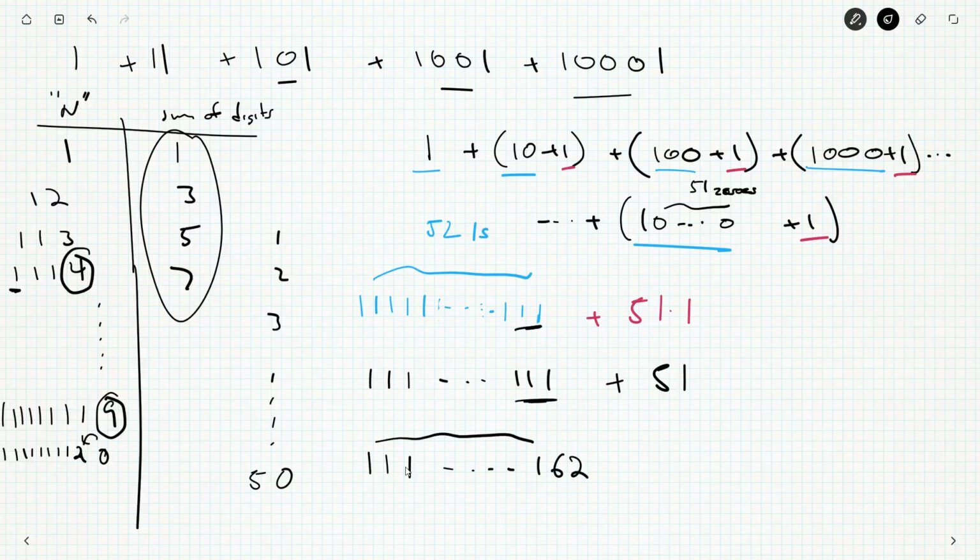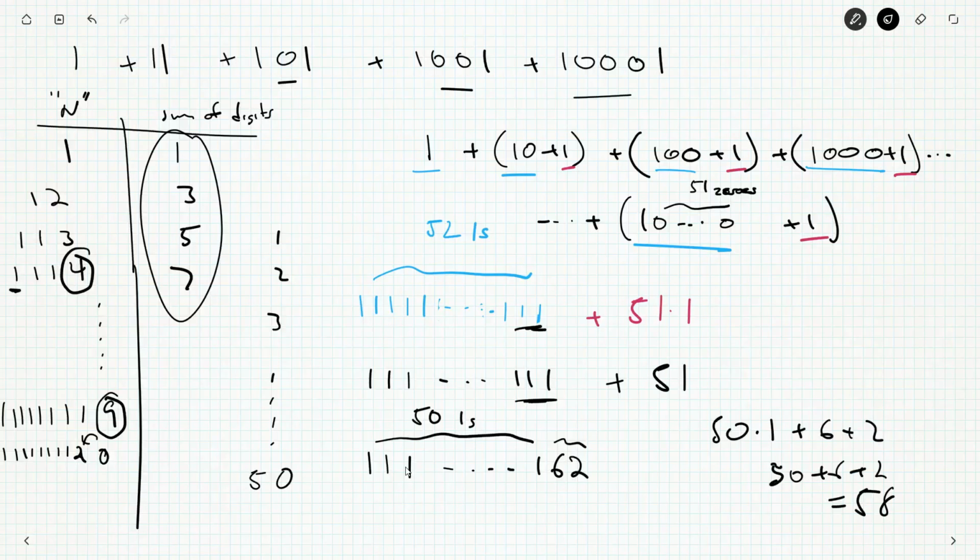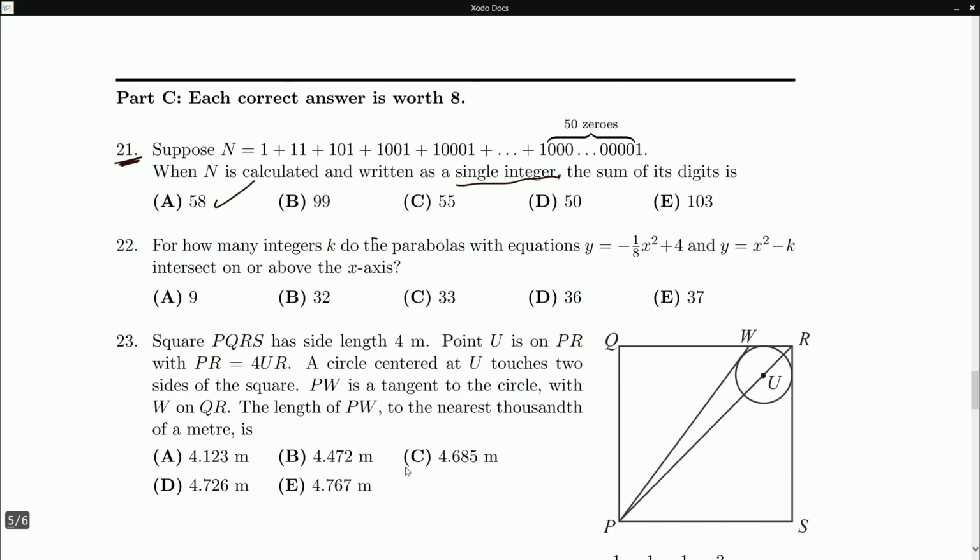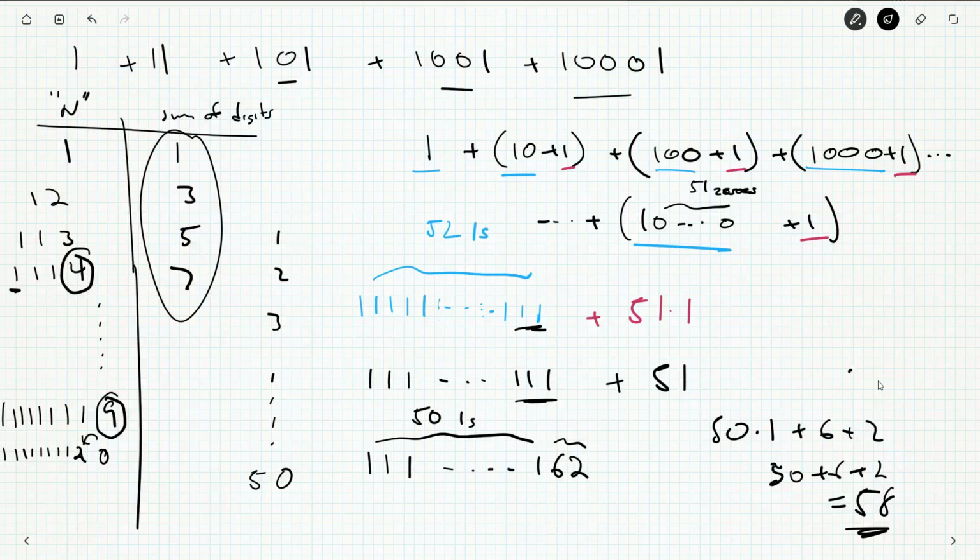So the last 2 digits are affected, but we still have 50 ones here, and then a 6 and a 2. So 50 times 1 plus 6 plus 2, that'll be 50 plus 6 plus 2. And our answer will be 58. And I think that was A. Yes, A. And that's all we really need to do for that one.